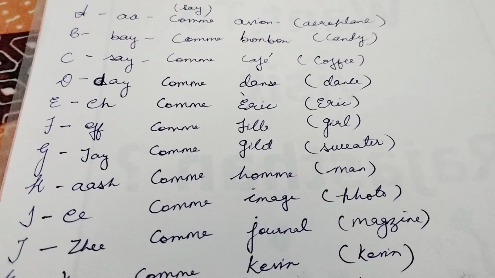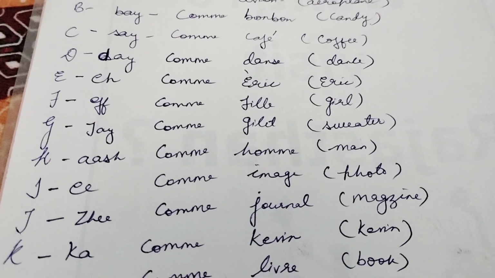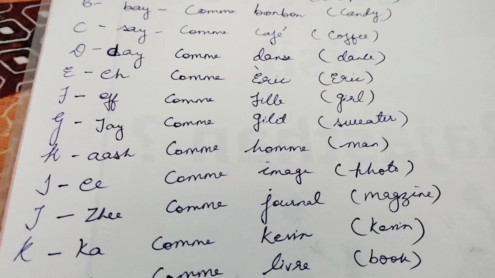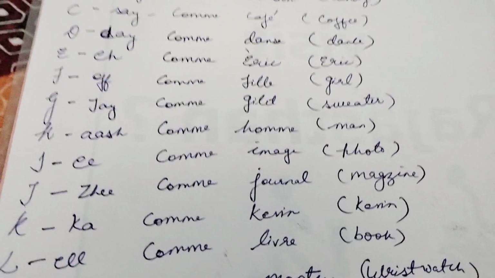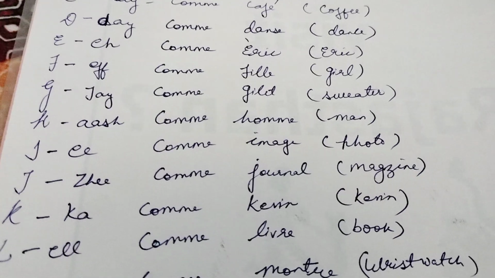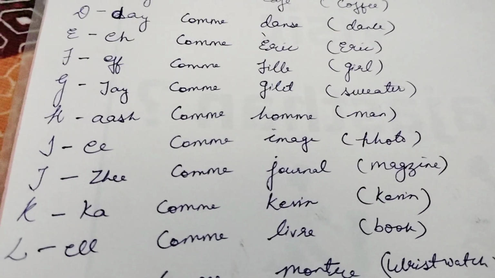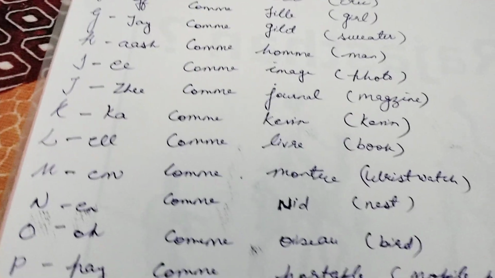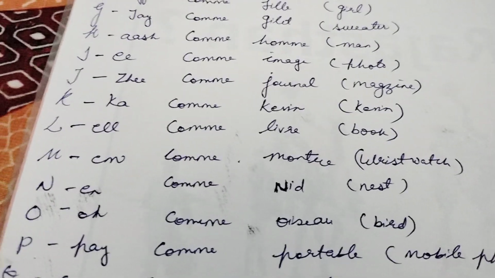H comme homme, man. I comme image, photo. J comme journal, magazine. K comme Kevin. Kevin again can be the name of any boy. L comme livre, book. M comme montre, wristwatch.